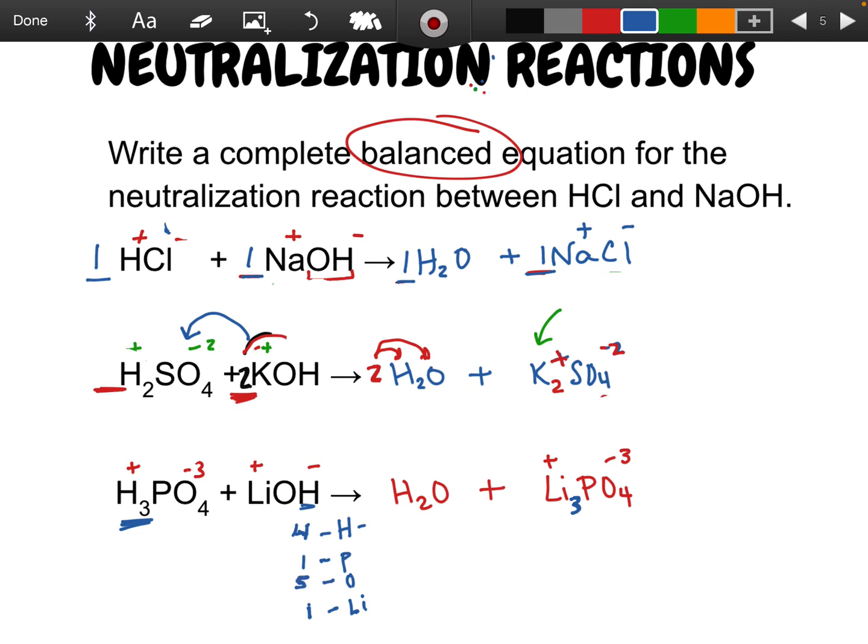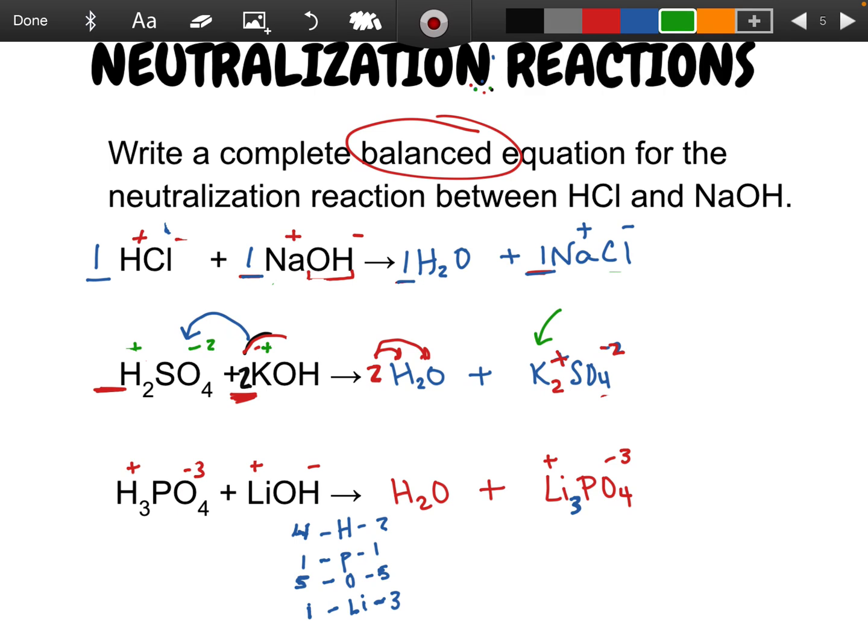All right, on the right-hand side, we have 2 hydrogens, 5 oxygens, 1 phosphorus, and 3 lithiums. So again, I would keep hydrogen and oxygen until the very, very end. And once you do some of these balancing ones, you'll see a trend.